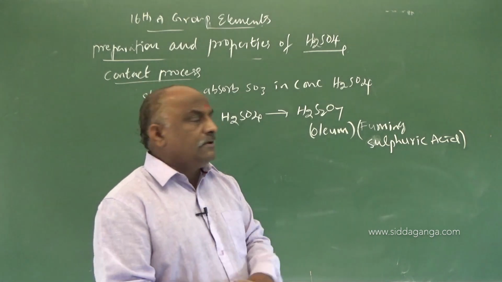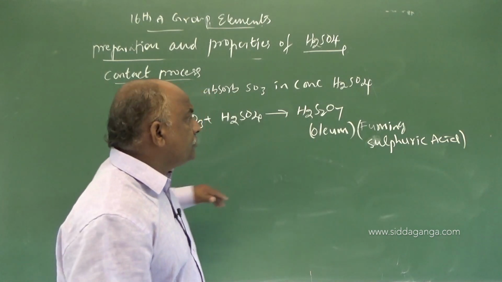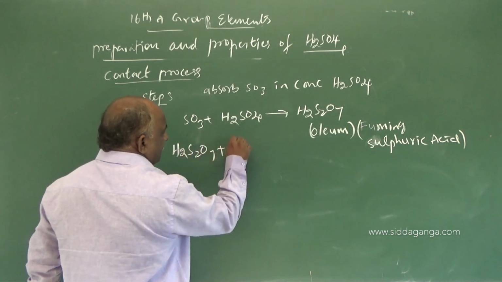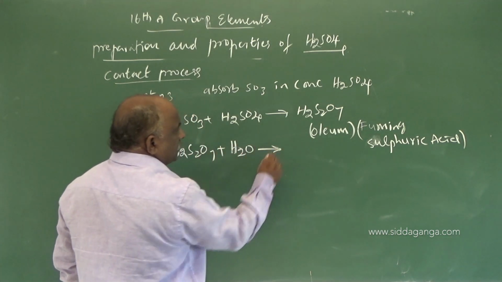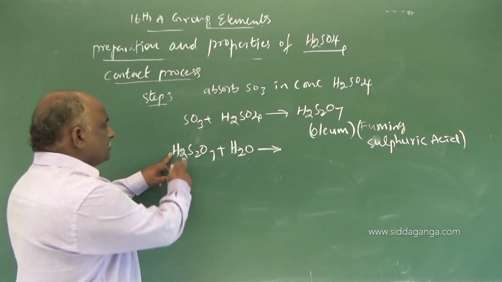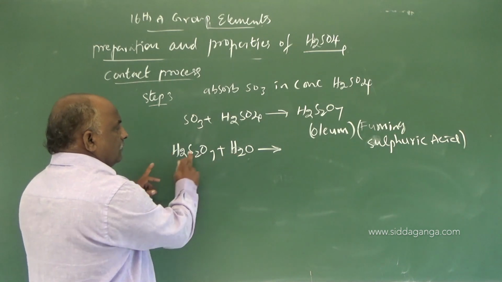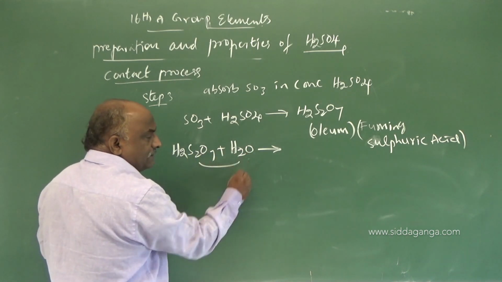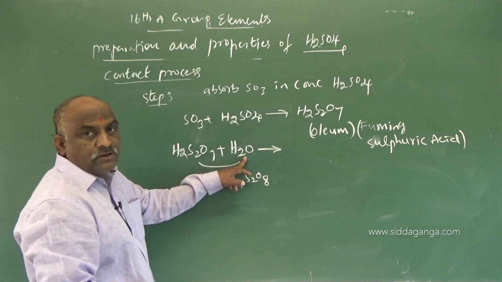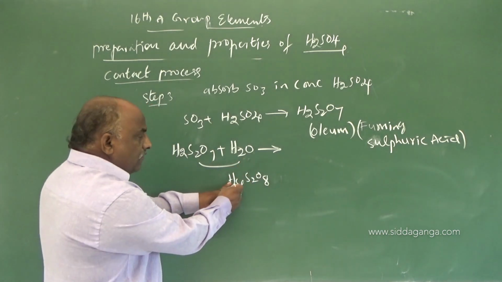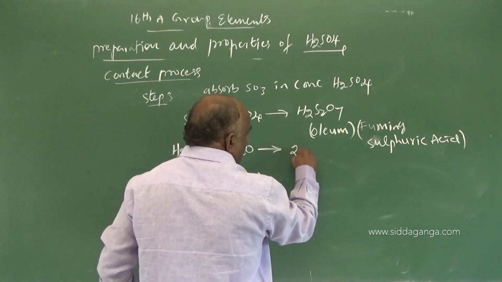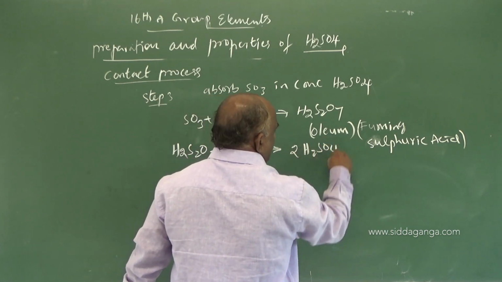Next step is dilution of oleum: H2S2O7 plus H2O. You should dilute the oleum with water. See this, we get H4S2O8. Then you should take 2 common. What will we get? 2 molecules of H2SO4. So the final answer is 2H2SO4.